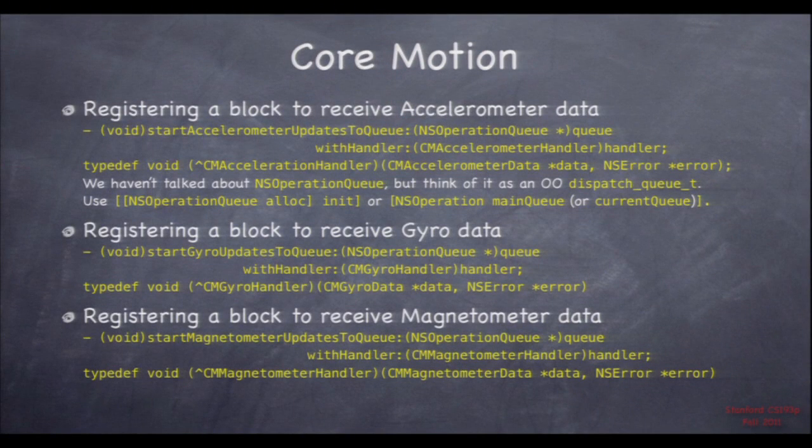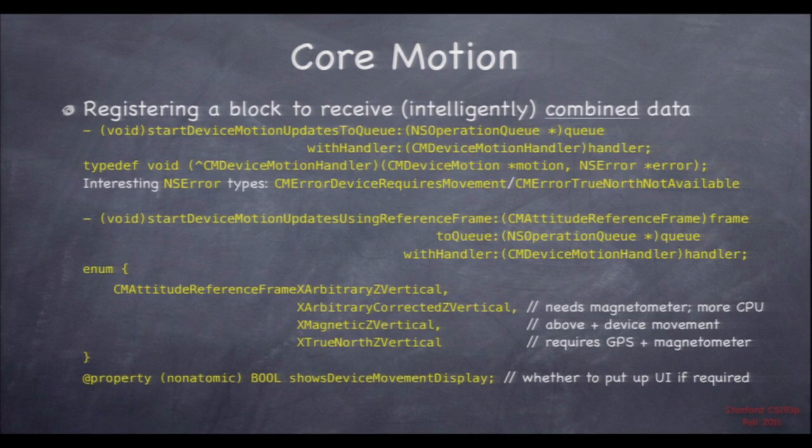So here, how do you get this information? You do it by registering a block. Here is accelerometer and gyro and magnetometer. And here is device motion. So here's getting the device motion updates.